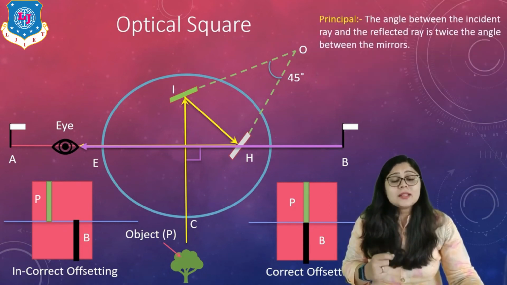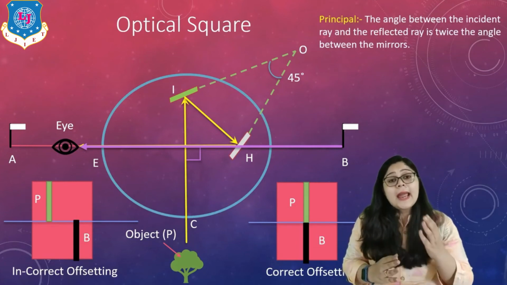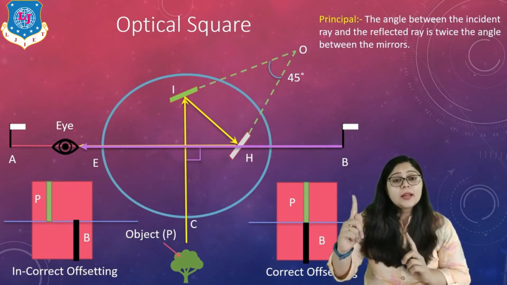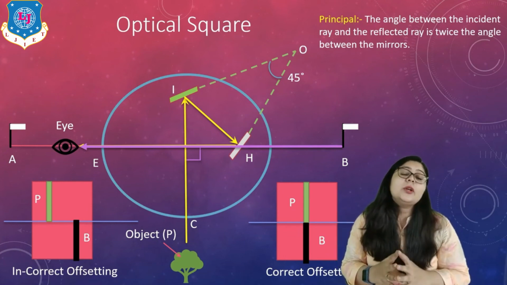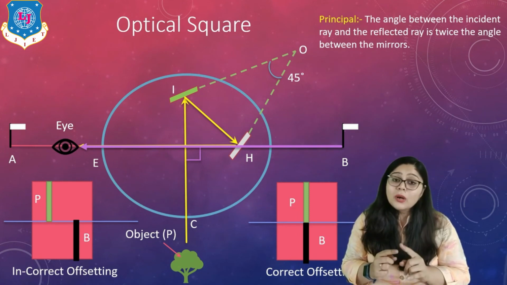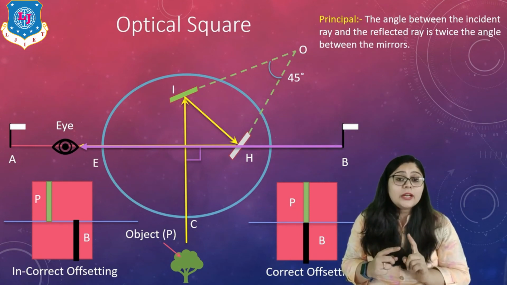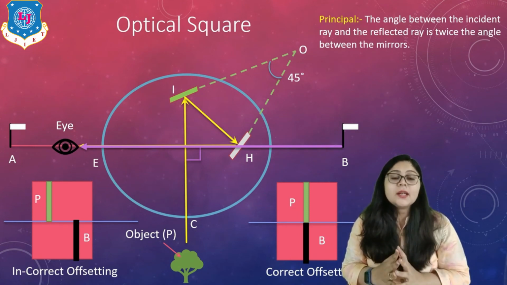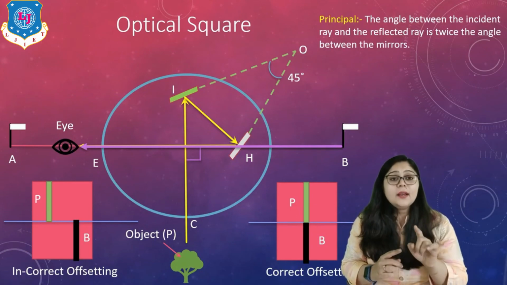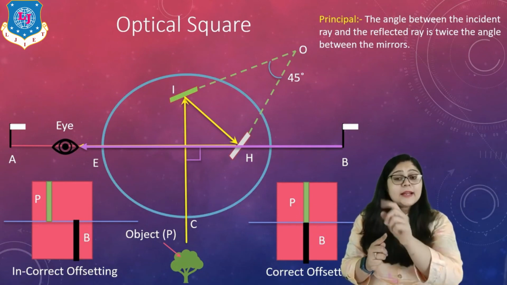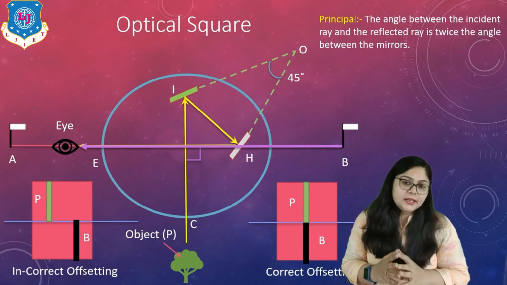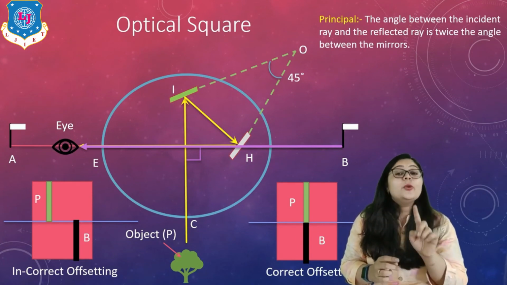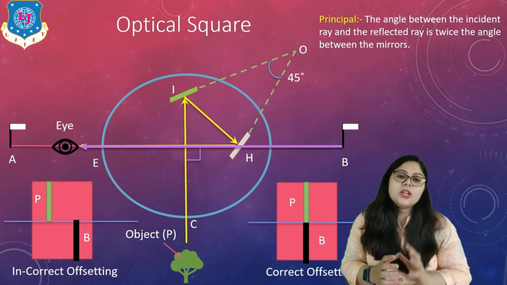So I can justify it in a way of principle that the angle between the incident ray and the reflected ray is twice the angle between the mirrors. Now you know what is the angle between the mirrors? It is 45 degree as I said earlier, and the angle between the incident and reflected ray is twice. It means how much? 90 degree. So 90 degree means you are talking about the perpendicular offset.